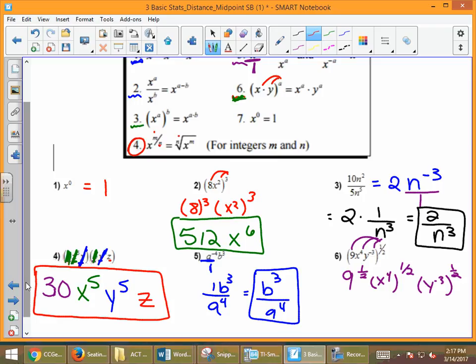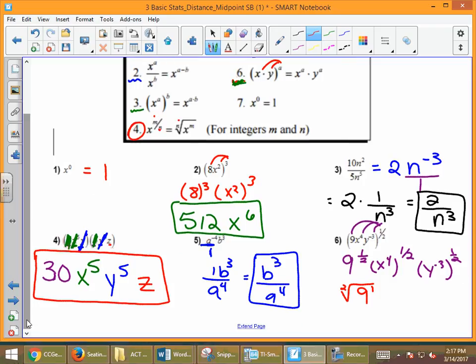But just in case, we need to know how to do this. Write your radical. Whatever the base of your exponent is going to go underneath your radical. The bottom number of your fraction becomes your index, and the top number becomes your exponent. So what's 9 to the first power?